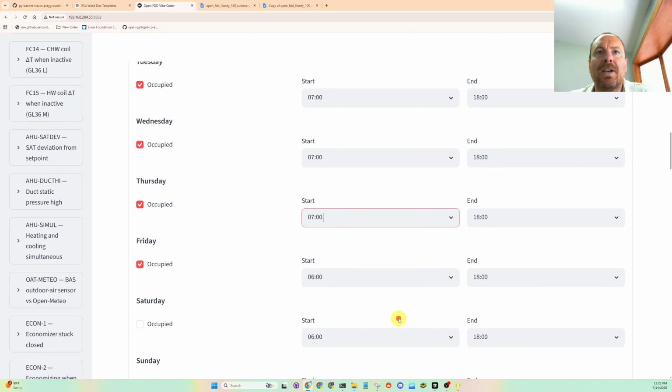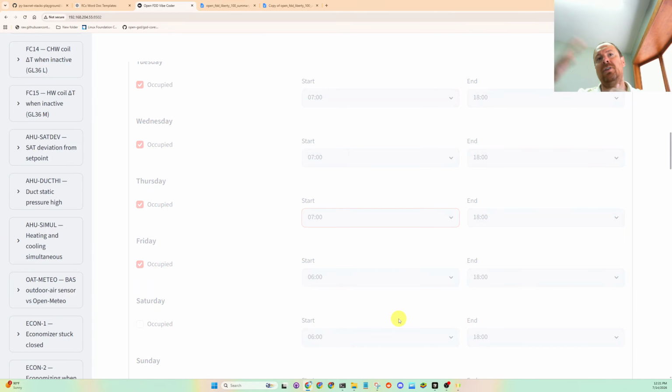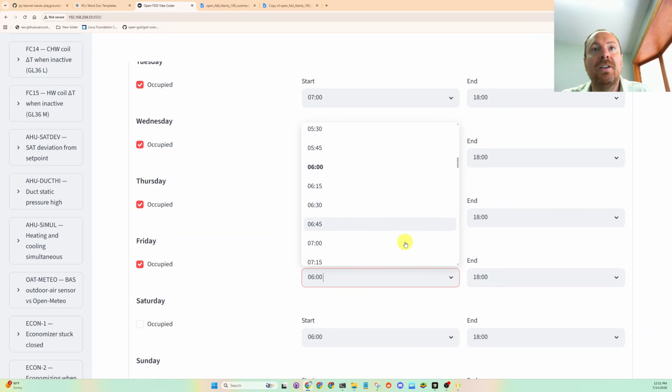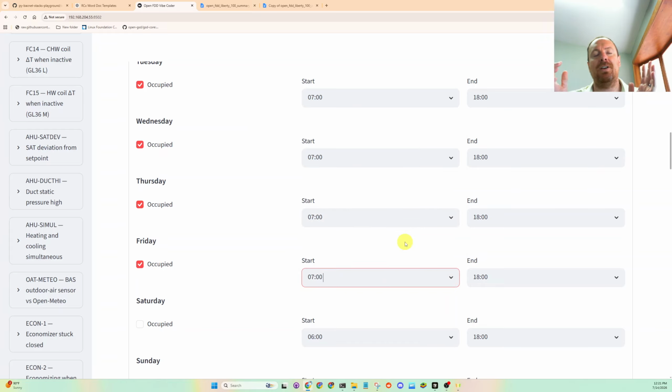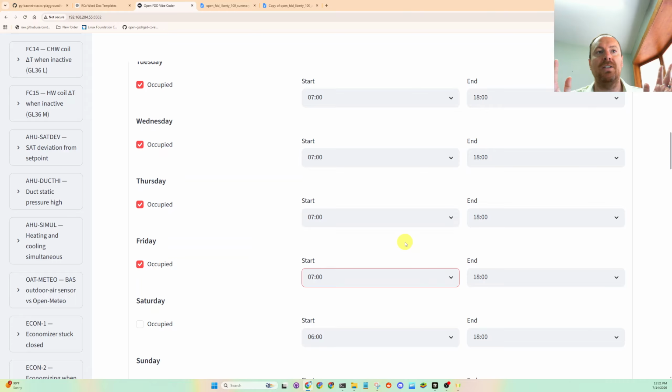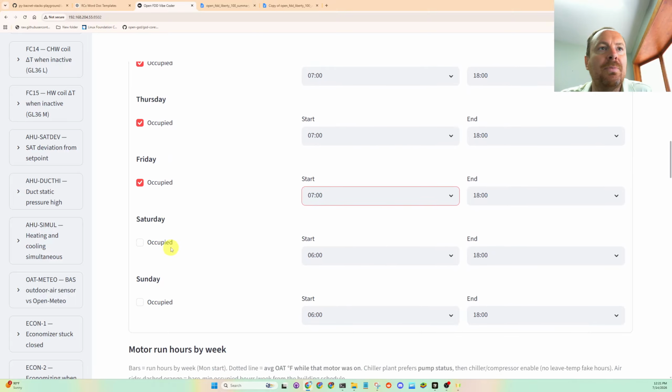I can tell that the equipment runs longer during some conditions outside and then shorter during others, and that's common. You run HVAC equipment longer if it's really hot, and shorter if it's very mild outside, just like a residential system. You don't even need heating or cooling at all. So that's when we would be running at a bare minimum.